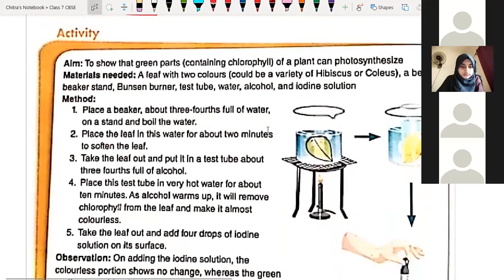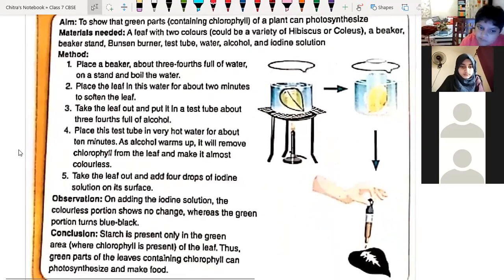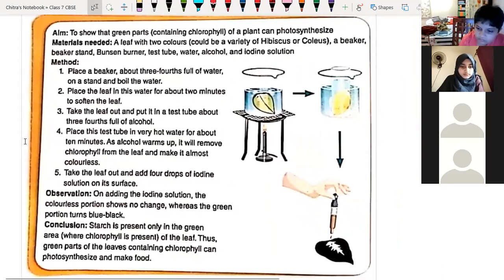So we have one activity here that we have to understand. What is the aim of the activity? The main aim of the activity is to show that the green plant contains chlorophyll, and that chlorophyll is responsible for photosynthesis.